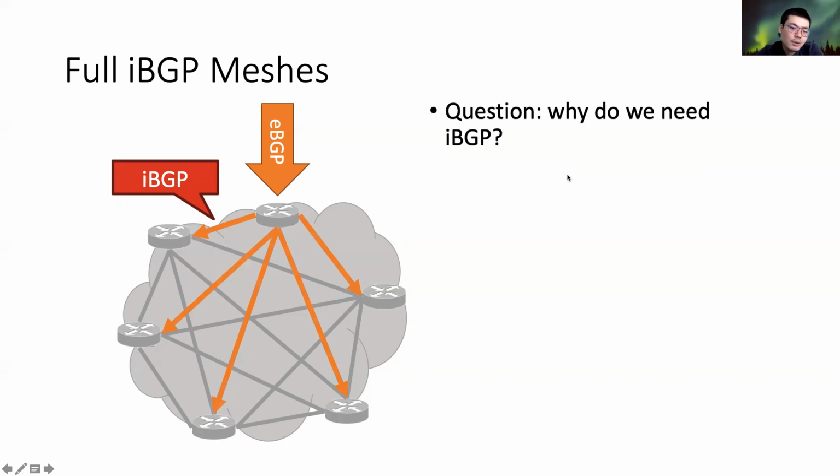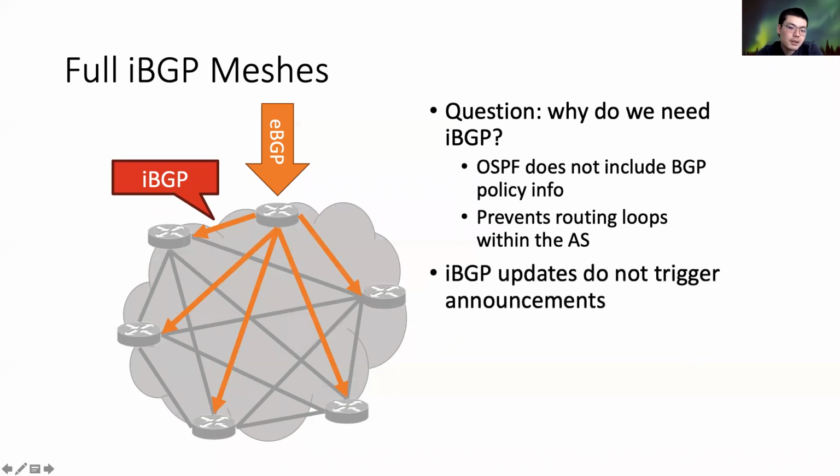So the question is, why do we need iBGP? Why don't we just use OSPF? The reason is because OSPF does not include the policy information of BGP. The IGP, the interior OSPF, is designed without considering the path and the policy, like you cannot route through the peer, etc. So these are not there. That's why you need to have another upper level protocol, like BGP, so you can attach those additional fields. So this is one important reason.